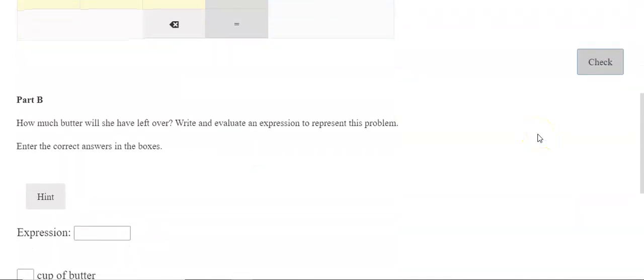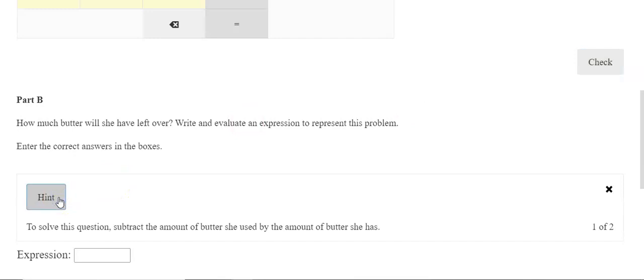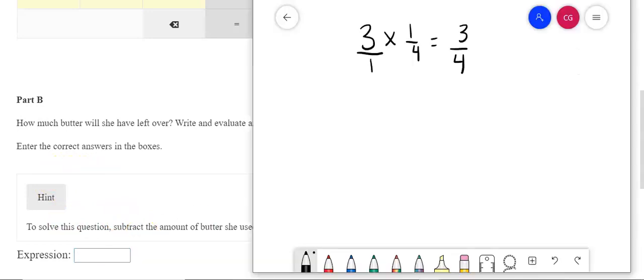Now let's go to part B. How much butter will she have left over? So it sounds like you might have to subtract. So to solve this question, it says, subtract the amount of butter she used from the amount of butter she has. So she used 3/4. She has 15/16. So we're going to take 15/16 and subtract 3/4.